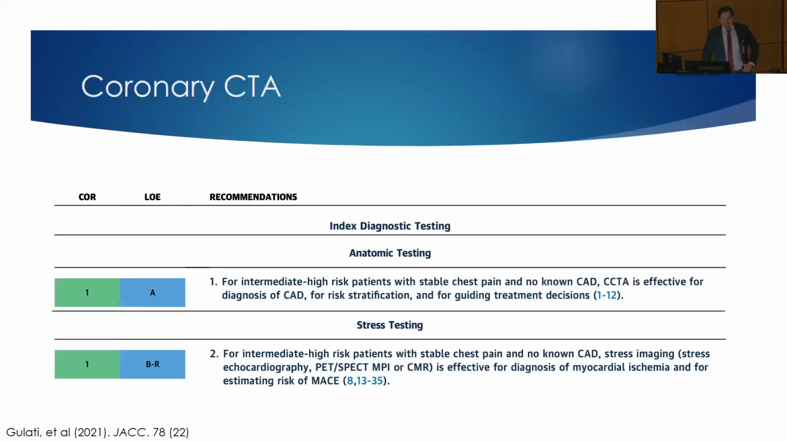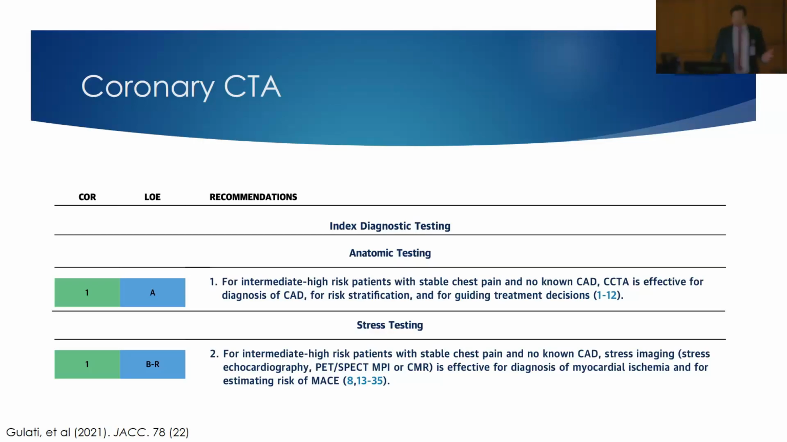So the latest chest pain guidelines that came out 2 years ago finally put coronary CTA right at the top of how we evaluate our chest pain patients that aren't having a heart attack. So it's a level of evidence A, as well as a class 1 recommendation, that intermediate or high risk patients with stable chest pain, no prior coronary disease, coronary CTA is very helpful for the diagnosis of CAD and risk stratification, guiding treatment decisions.